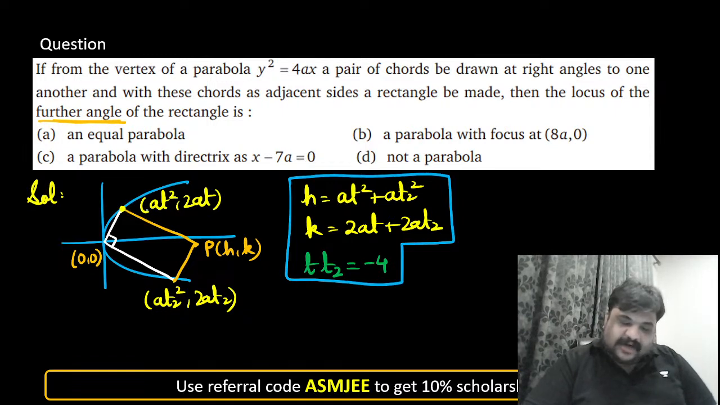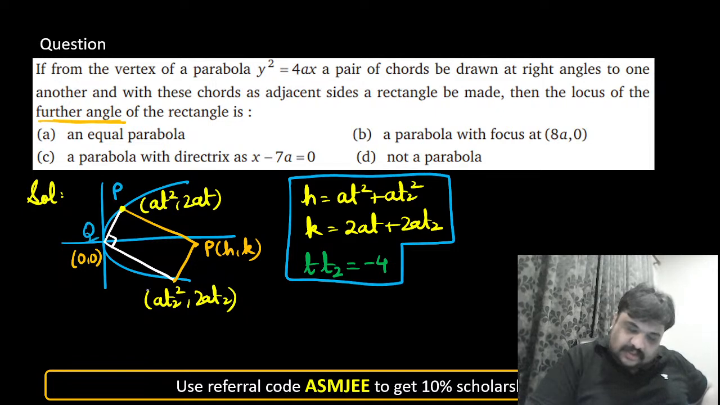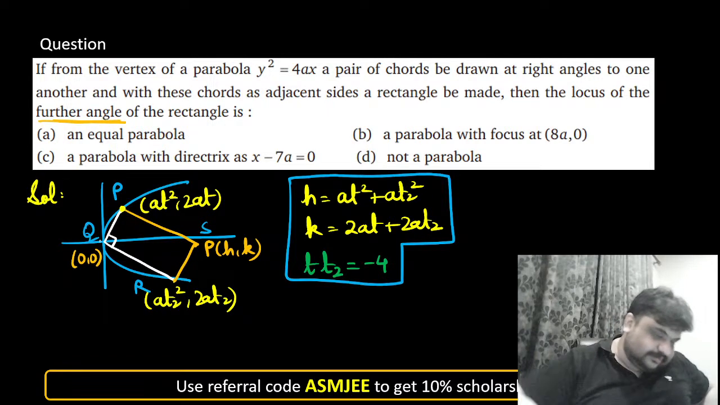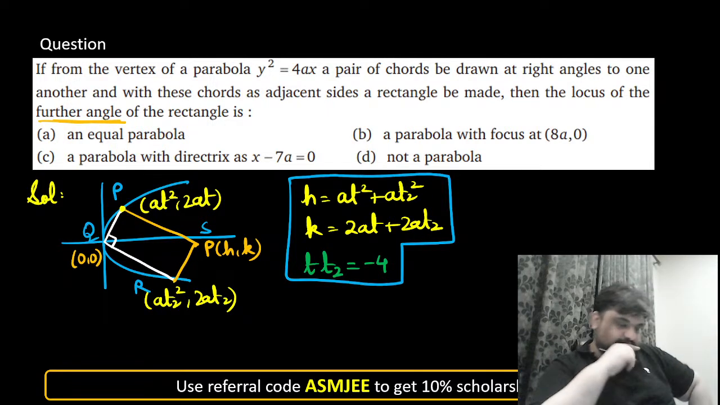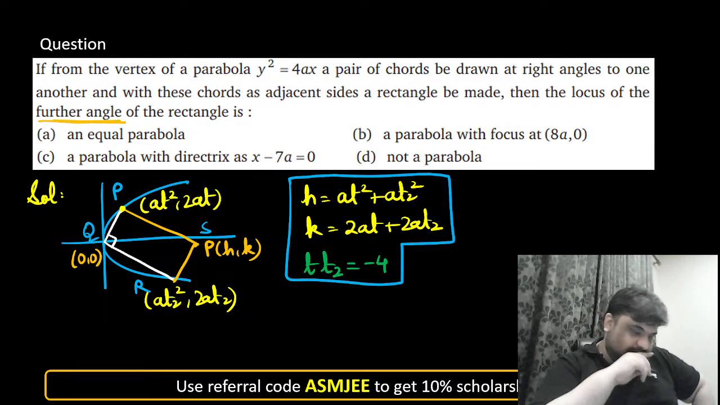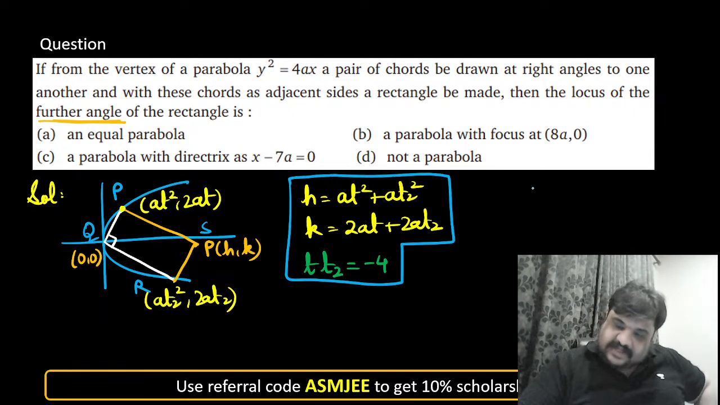How? This is a parallelogram. Fourth vertex of a parallelogram is add the adjacent, subtract the opposite. How do you get the fourth vertex of a parallelogram? If this is, let's say, P, Q, R, S, so S will be P plus R minus Q.